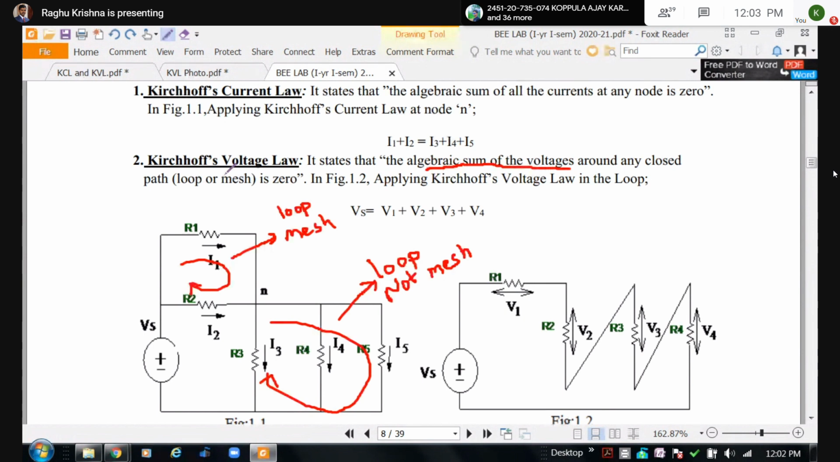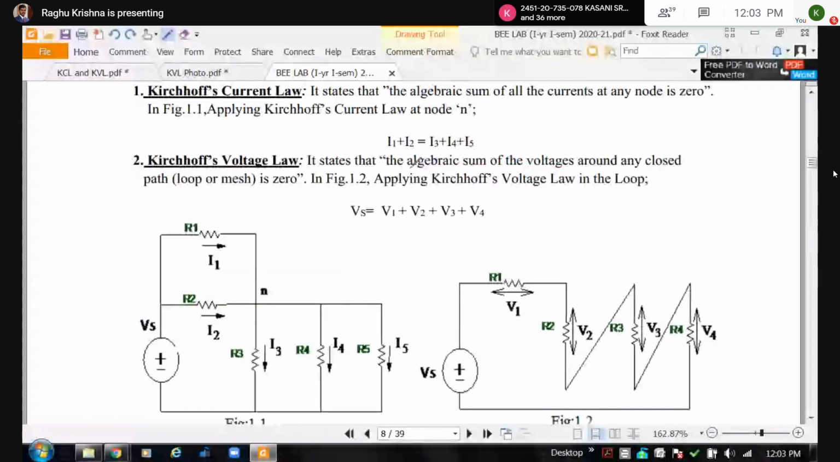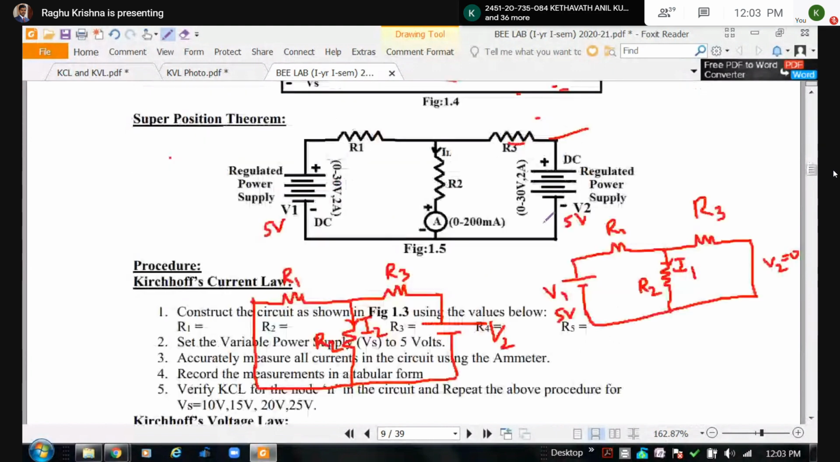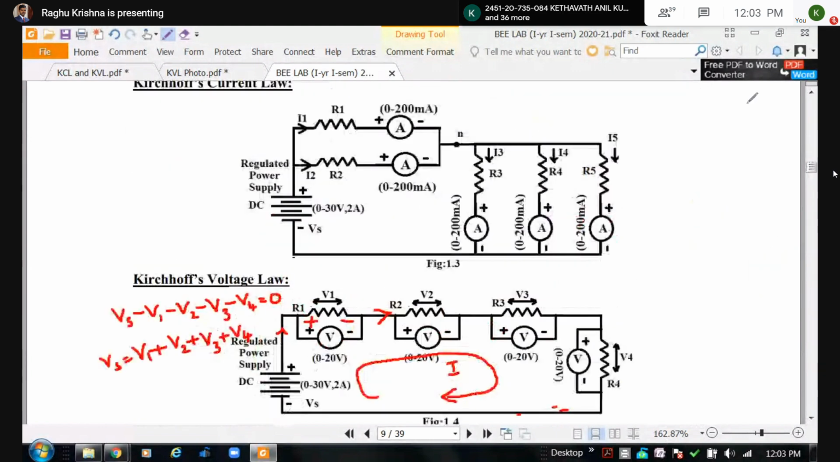So here, you can see the algebraic sum of voltages around any closed path, you can take a loop or a mesh, is 0. So let us take this one. Algebraic sum means, here already I have written. So if you take a KVL for this loop, this is a closed path. And here we have to do the algebraic sum.